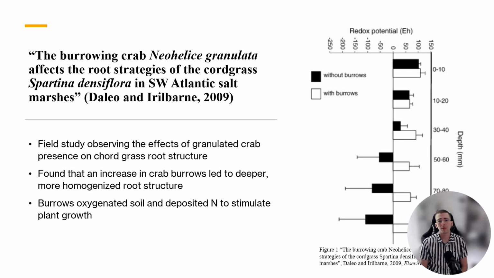And if you look at the graph here to the right, it shows the redox potential of the soil on the x-axis, which is basically how much oxygen is in the soil, and depth on the y-axis, comparing soil with and without burrows. And as we can see, as depth increases, the soil without burrows in it has a significantly less redox potential than the soil with crab burrows in it does.